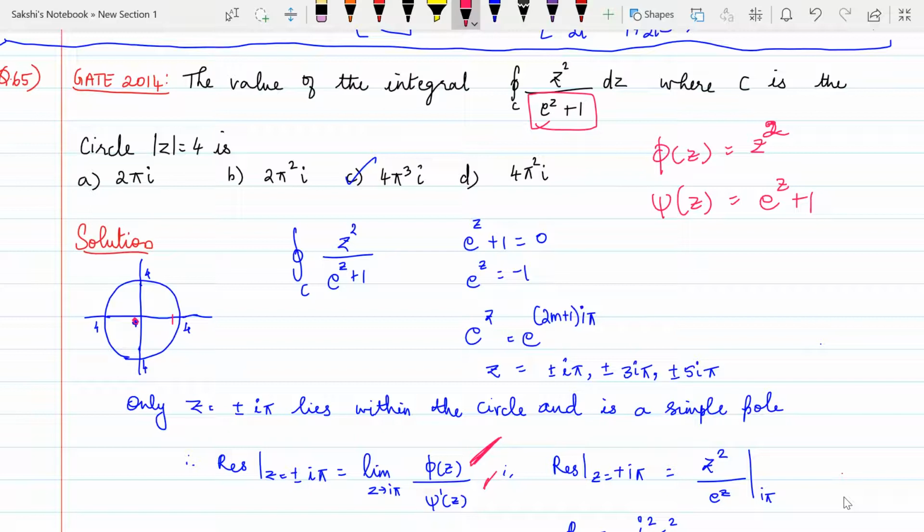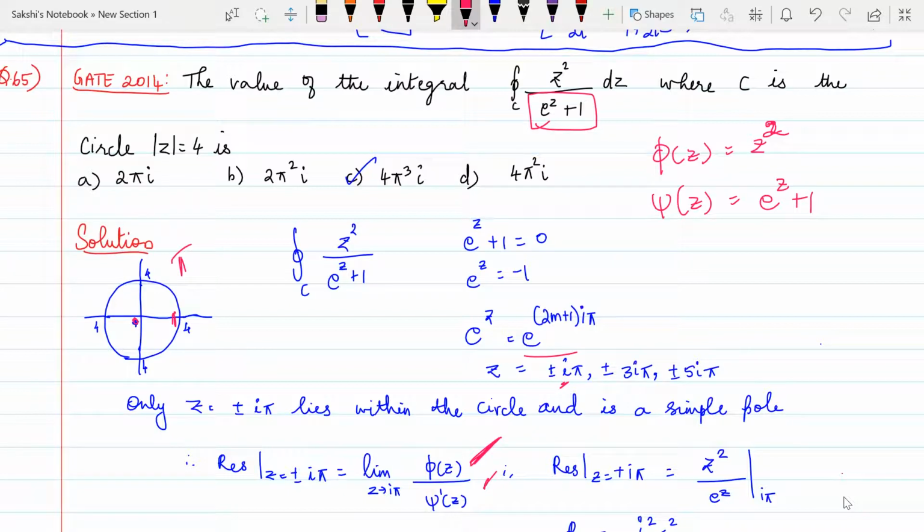I'm going to draw the circle at the origin with radius 4, and find the poles by setting the denominator equal to 0. I get e power z is equal to minus 1. I can also write minus 1 in exponential form. After equating the exponents, I get z equal to plus or minus i pi, 3 i pi, 5 i pi, and so on. The next step is to find which poles lie inside the circle and which do not. Forget about the imaginary number and consider only pi, 3 pi, 5 pi. Obviously pi will lie inside the circle because 3.14 is inside 4.